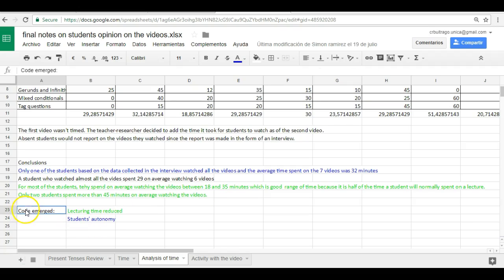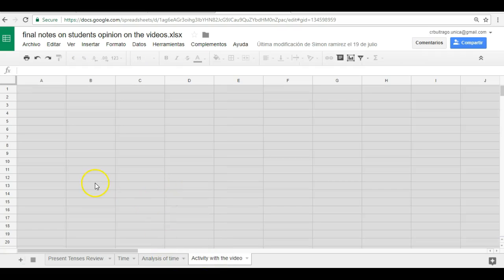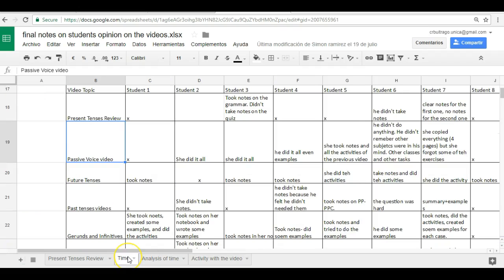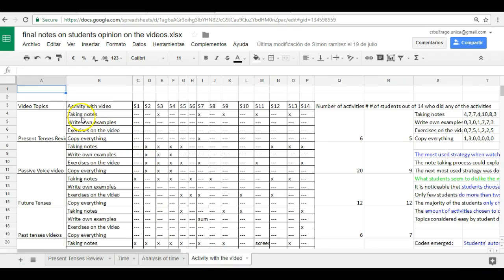So as you can see, he started pinpointing which codes emerged from the data. So he's got lecturing time reduced and student autonomy, and he started color coding his own conclusions. Then, in order to quantify the activities done with the video, he transformed his initially made big chart, full of data, into a more condensed version. He identified 4 specific activities that students did with every grammar: taking notes, writing down examples, exercises on video, and copying everything.